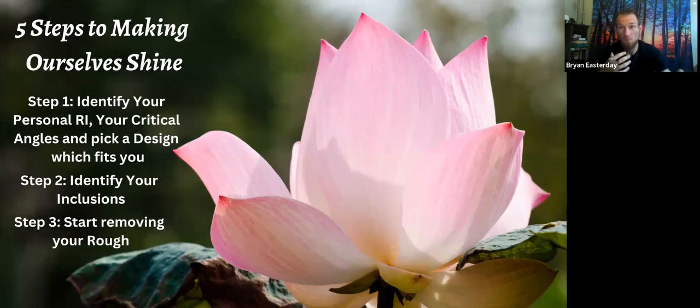and other ones won't. So the first step is to identify our gifts and the way that we can learn to shine. Then we need to figure out the parameters and the boundaries that we need to structure our life in so that we can bring that light out to the world. And then we need to design our life in such a way that it allows both the personal RI and the critical angle to function properly, so we get that proper return of light out into the world from within ourselves. Step number 2, we have to identify our inclusions.